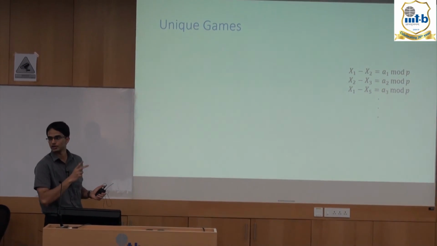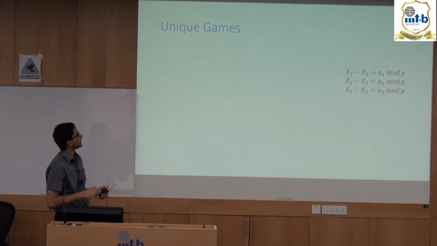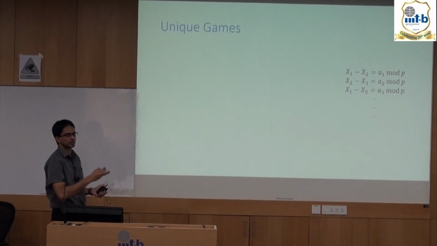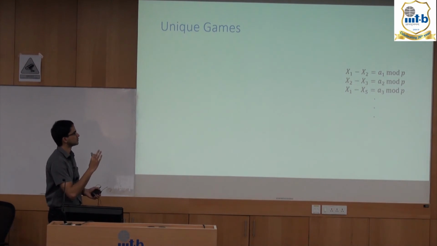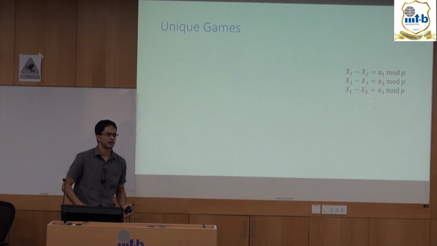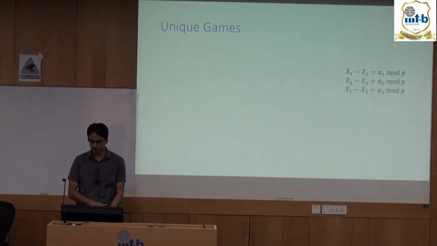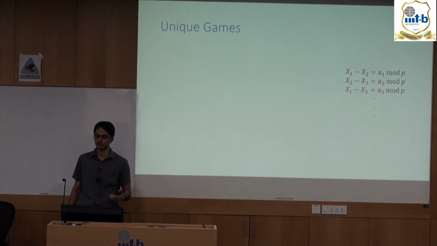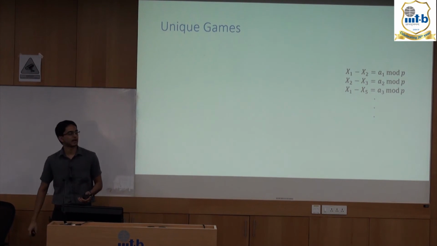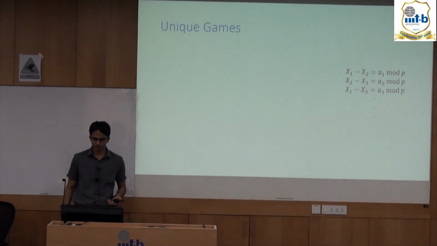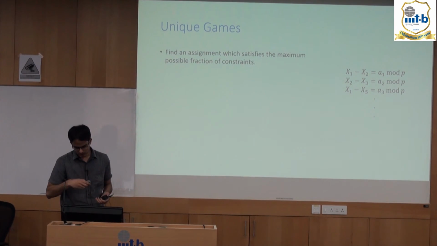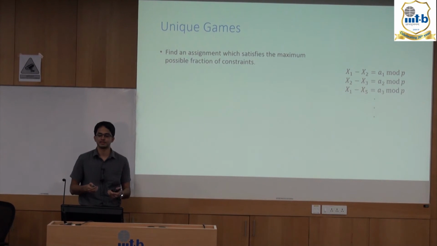Each equation has only two variables: x1 minus x2 is equal to some a1 mod p, x2 minus x3 is equal to some a2 mod p. You are given a huge list of such constraints, and the goal is to solve these linear equations. You want to find values for x1, x2, x3 so that you satisfy these constraints. Again, you want to find an assignment which satisfies the maximum possible fraction of these constraints.